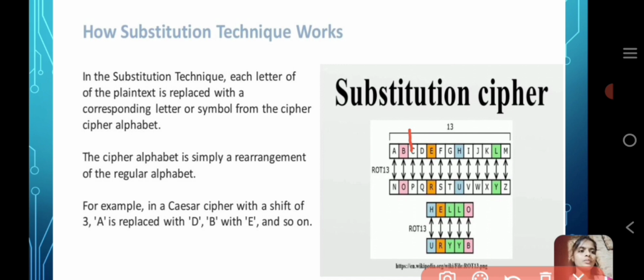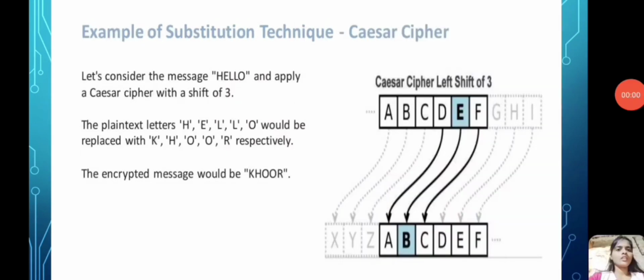1, 2, 3. We can shift A with D. Then we can shift B with E. Here B is there. After B we can shift 3 alphabets: 1, 2, 3. We can shift B with E and so on.